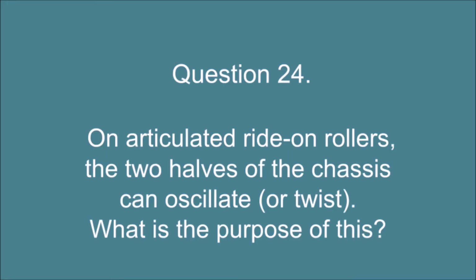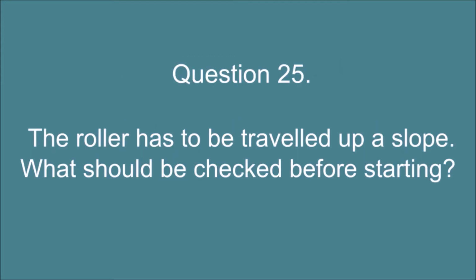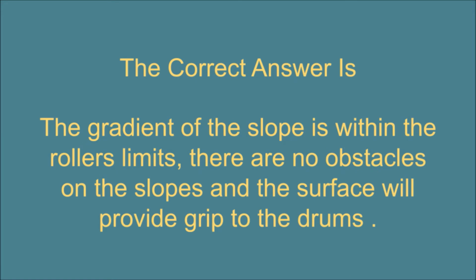Question 24. On articulated ride-on rollers, the 2 halves of the chassis can oscillate, or twist. What is the purpose of this? The correct answer is: allows the, or each, roller to follow the terrain on uneven ground to provide compaction. Question 25. The roller has to be traveled up a slope. What should be checked before starting? The correct answer is: the gradient of the slope is within the roller's limits, there are no obstacles on the slopes, and the surface will provide grip to the drums.